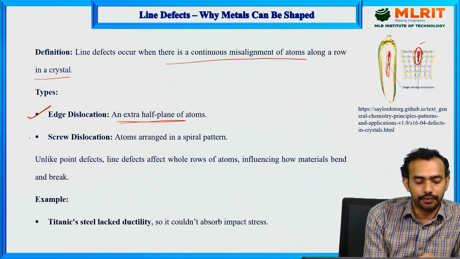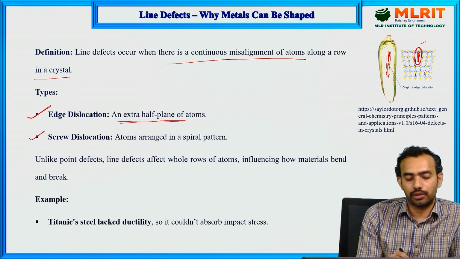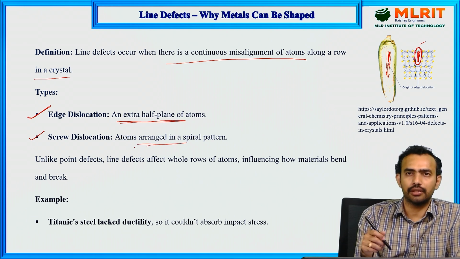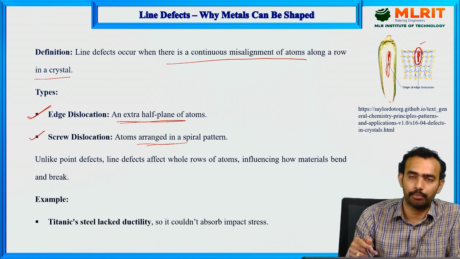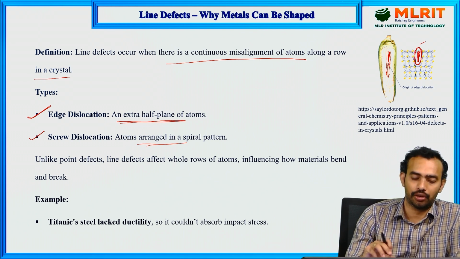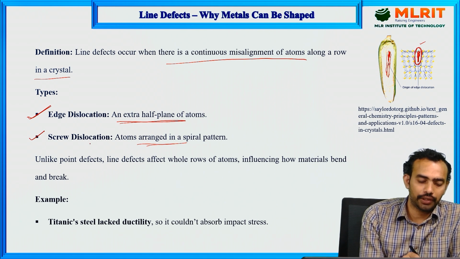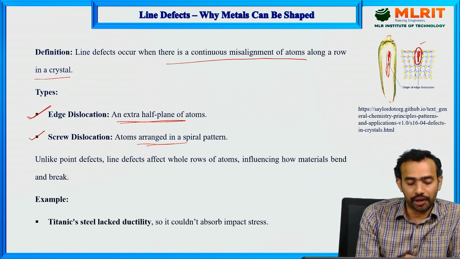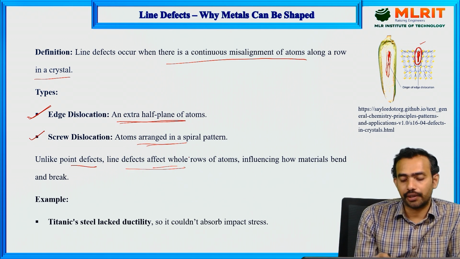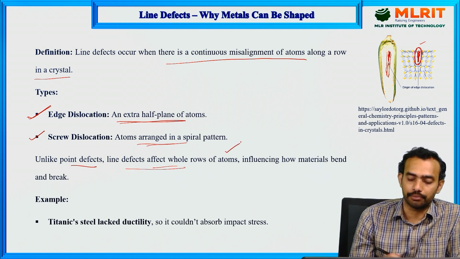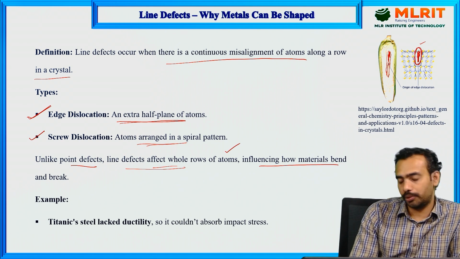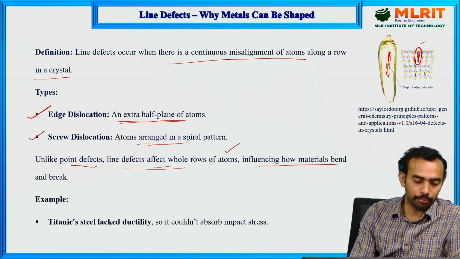Then we have the screw dislocation. Screw dislocations are where atoms are arranged in a spiral pattern. In the spiral direction, atoms have been rearranged. Such a defect is called a screw dislocation. Here, unlike point defects, these line defects affect the whole row of atoms, which influences how the material bends and breaks.